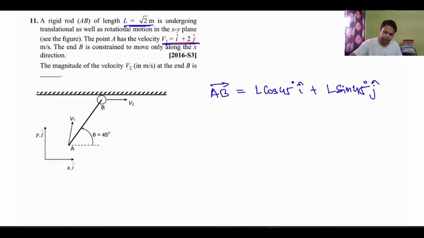Substitute the values, you'll get L is root 2, cos 45 is 1 by root 2, so this becomes I cap plus J cap. So this is the vector AB.